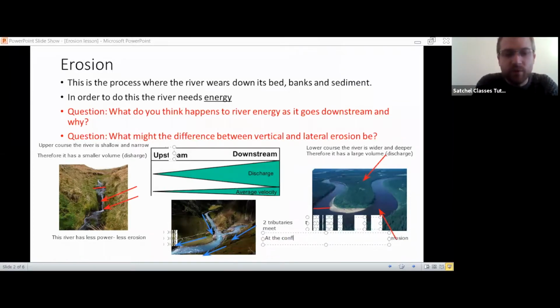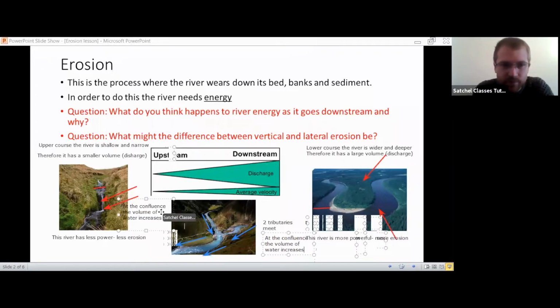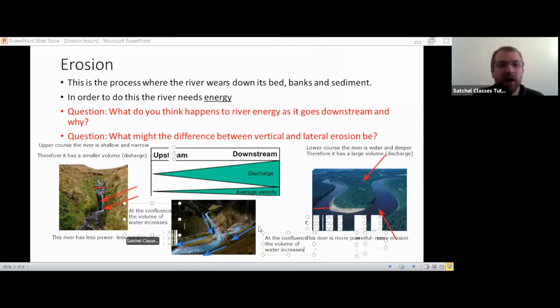So at the confluence, which is the point where they both connect, okay, at the confluence, the volume of water increases, okay? So because the volume of water increases at the confluence, there's more energy, and I'll just put this box over here. And we'll put this over here. So where these two streams are meeting, that water is increased, the volume of water, and therefore the river has more power.